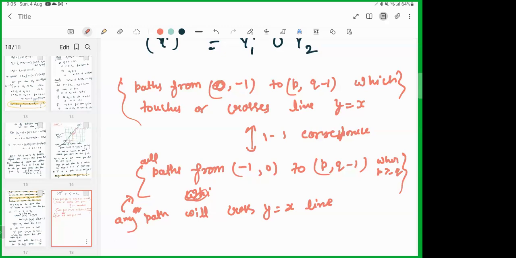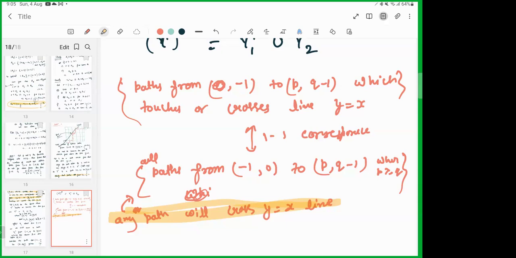So are you clear on this line at least? Yes. I will explain. Any path, how? Sir, because -1, 0 lies above the line, and we need to go below the line, so somewhere it should cut, right? Yes, because the paths are continuous. So this will cross the line.